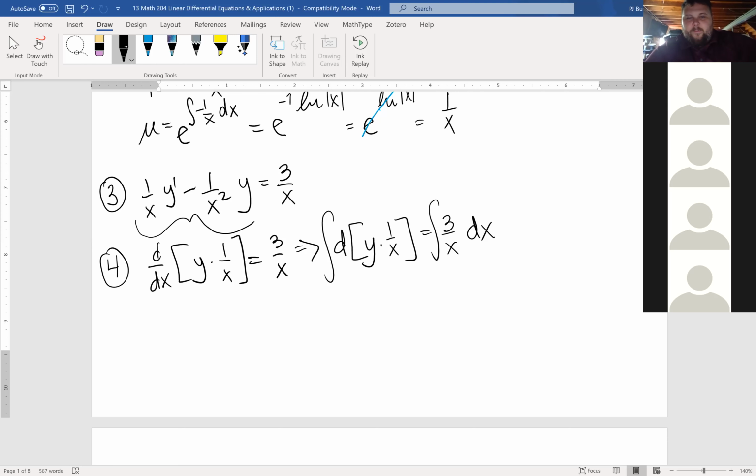Does anyone have an idea of what we're going to get on the left-hand side? Just y times 1 over x. Correct. That is the integral of a differential. All right, so you might recall way back when I did this for you, and I told you that my professor did it for me, and it made me remember forever.